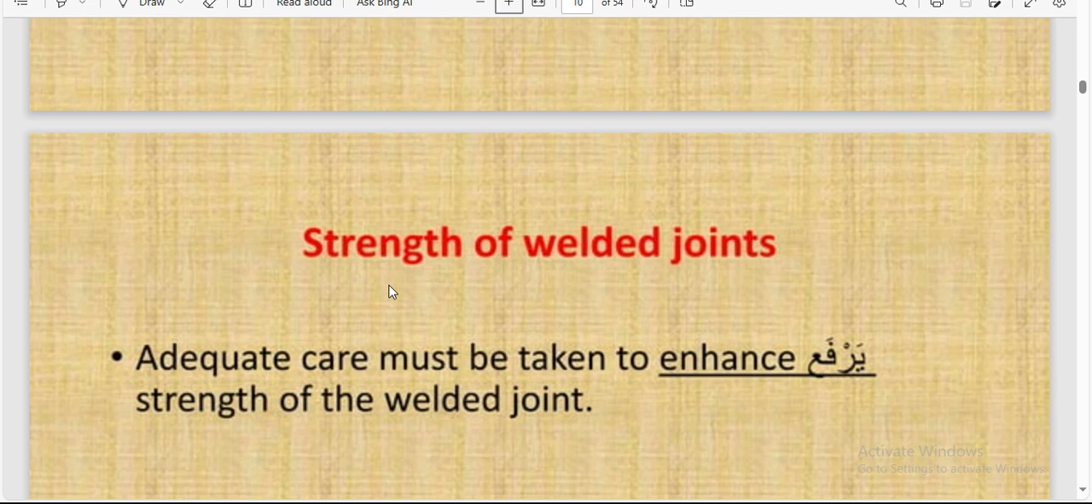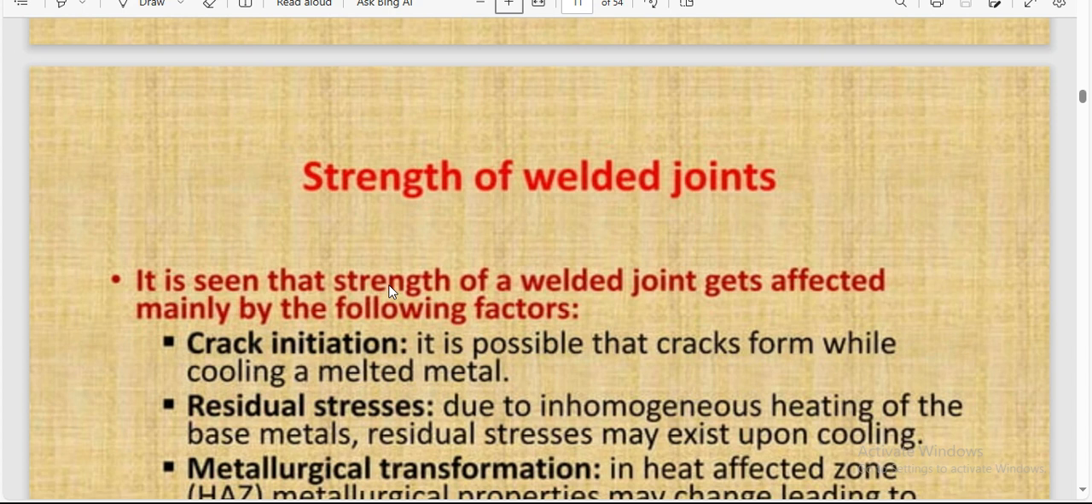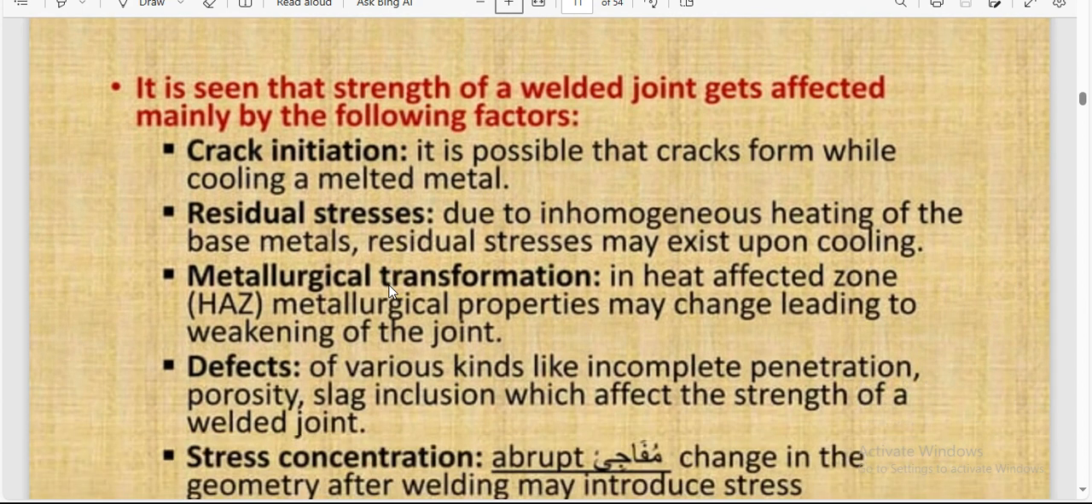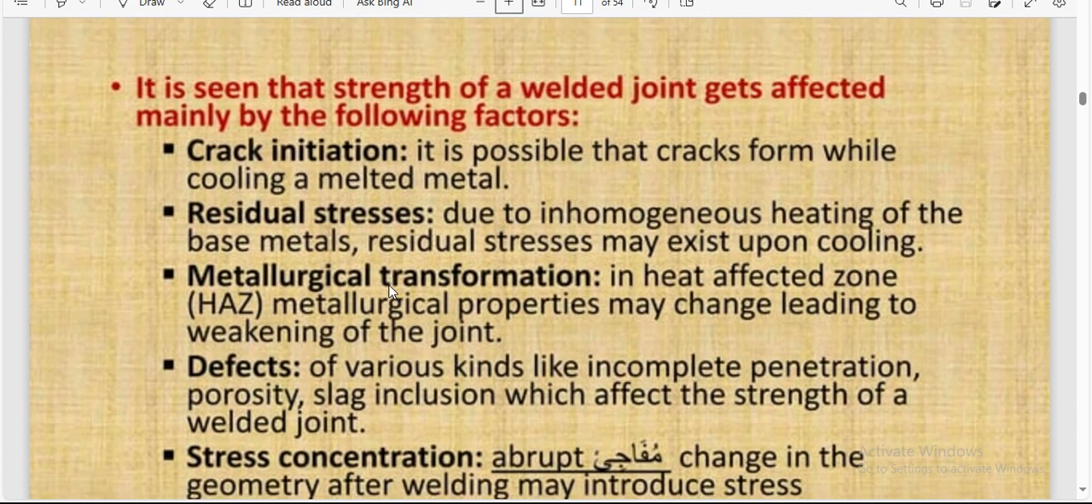What are the strengths of the welded joint? Adequate care must be taken to enhance or increase the strength of welded joints. It is seen that the strength of a welded joint is affected mainly by the following factors: crack initiation, residual stresses, metallurgical transformations, defects, and stress concentration. So we will see them one by one.